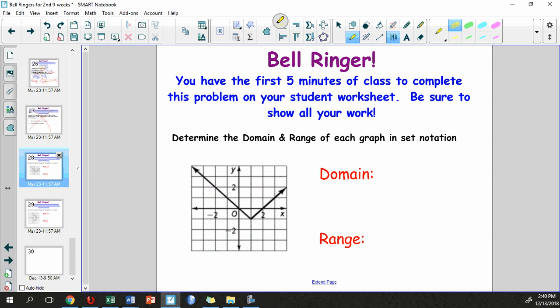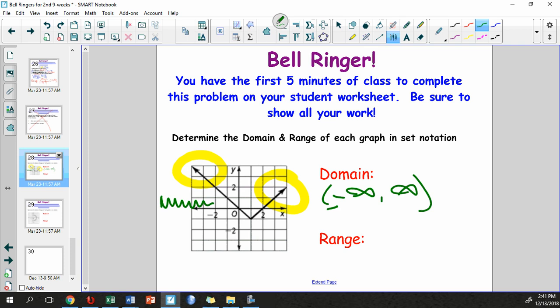Domain, as soon as you see this, you want to go ahead and circle the arrows. Arrows mean infinity signs. So since they're infinity, as you're chugging along here on the x-axis, it runs from -infinity to infinity. So set notation is x's in the reals. There are no domain restrictions.